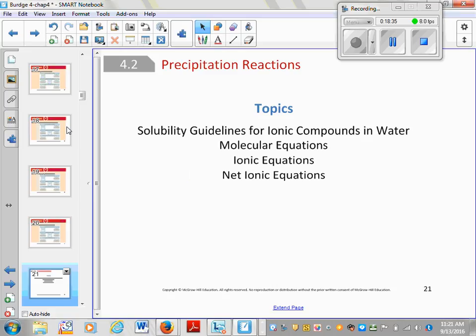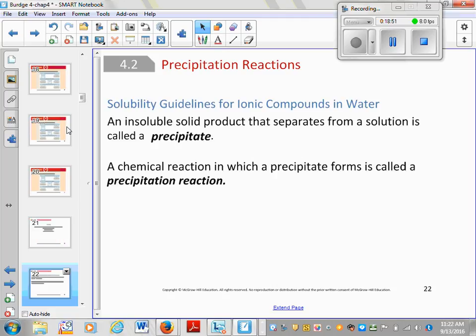Okay. So we said for strong electrolytes, the ionic compounds have to be soluble in water. How do you know it's soluble in water? Well, there are guidelines for it. An insoluble product that separates from a solution is called a precipitate. A chemical reaction in which you form a precipitate is called a precipitation reaction. So if I put 2 solutions together and I see a solid form, that's a precipitate.